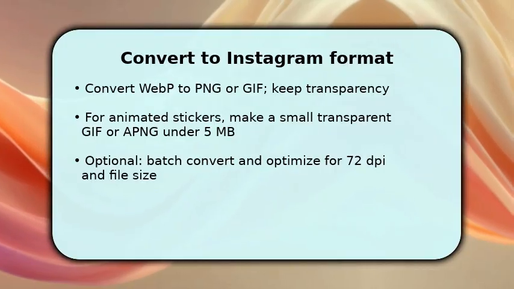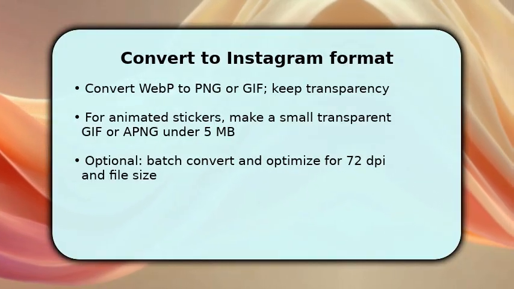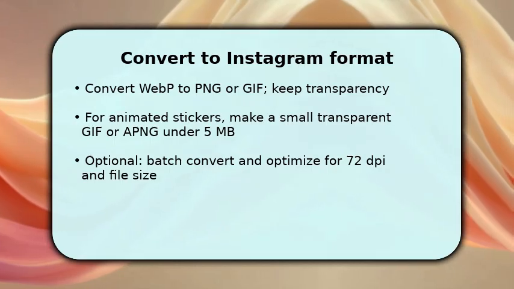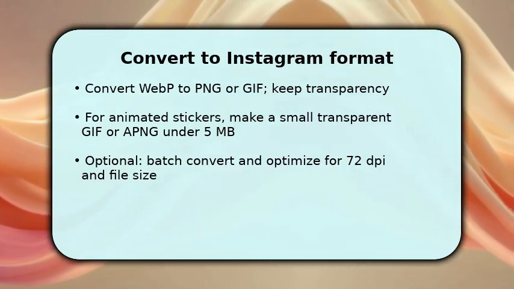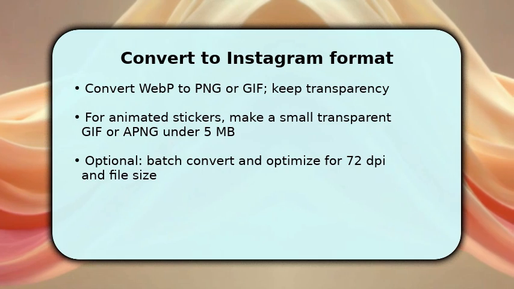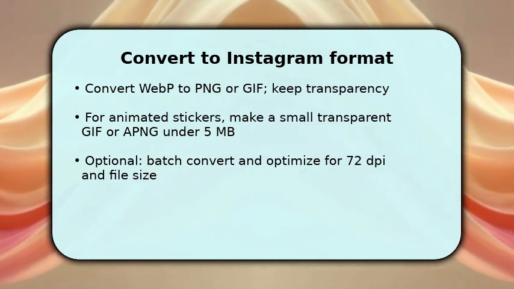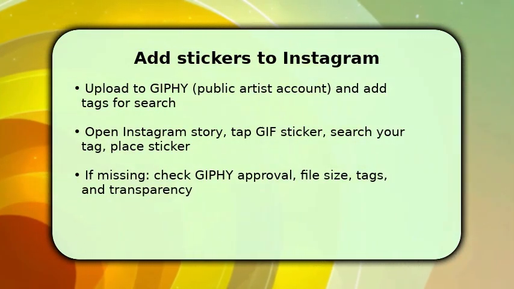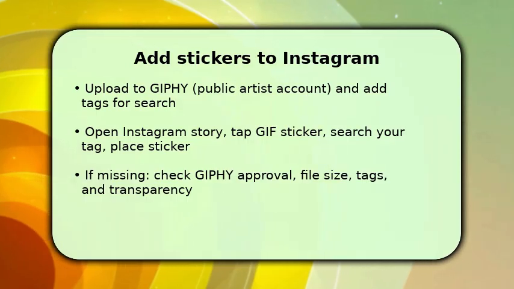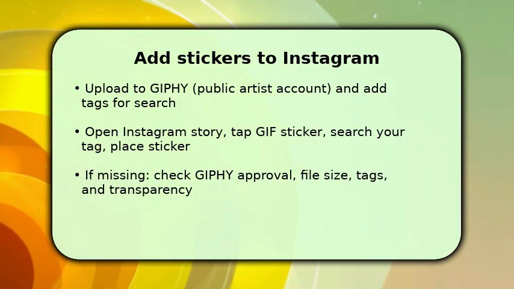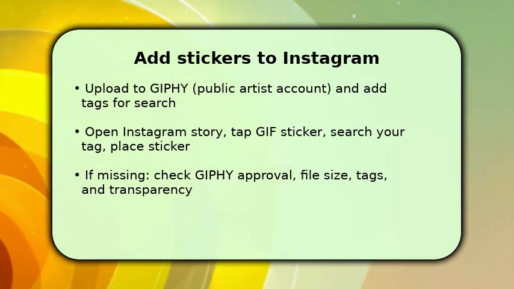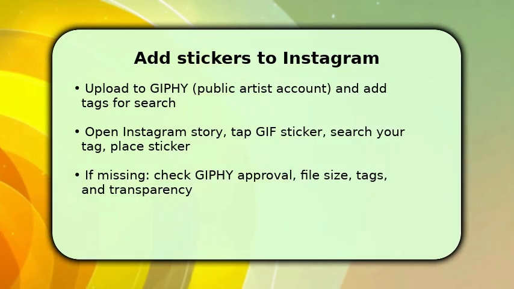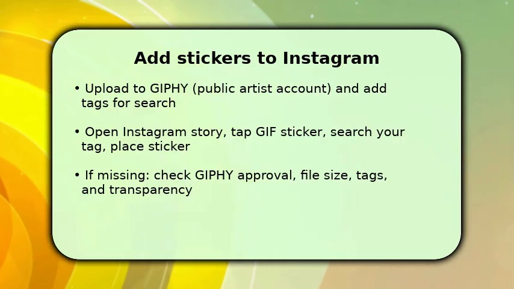Next, upload the GIF sticker to a GIF hosting service that integrates with Instagram, for example, a Giphy artist channel, and tag it clearly. Finally, add the sticker to Instagram and test it. Upload the converted sticker to your Giphy artist account and make the upload public with relevant tags so Instagram can index it. Once approved, open Instagram, create a story or reel, tap the GIF sticker tool, and search your tag to place the sticker where you want.